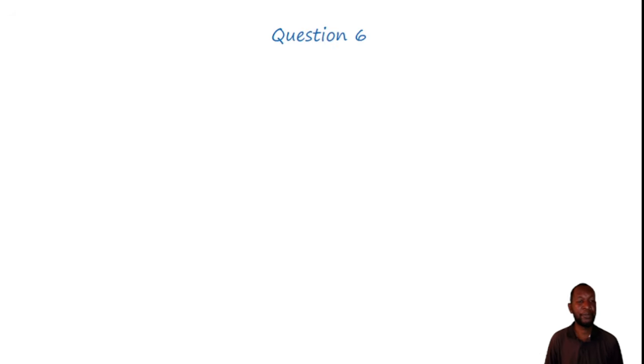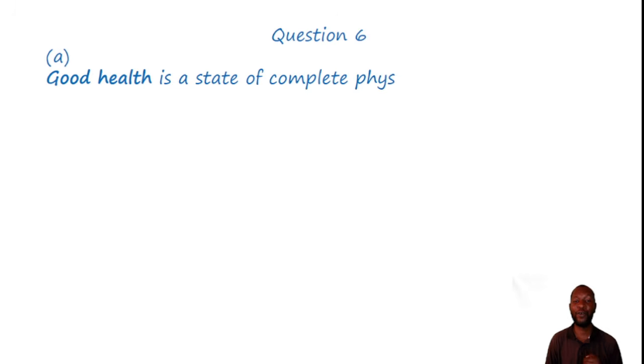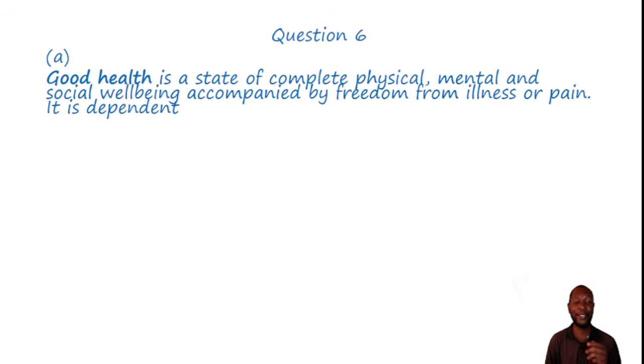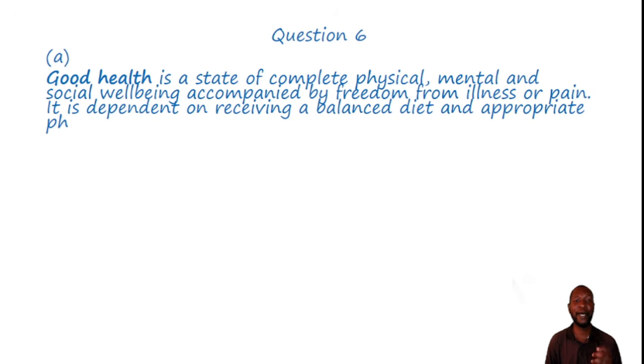Question 6A. Good health is a state of complete physical, mental, and social well-being accompanied by freedom from illness or pain. It is dependent on receiving a balanced diet and the appropriate physical and mental activities. So that is what good health is.